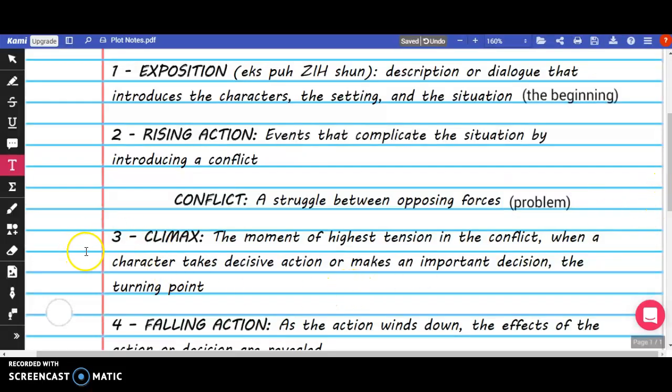I would also like you to write down 3, climax. The moment of highest tension in the conflict, when a character takes decisive action or makes an important decision. It's also known as the turning point.